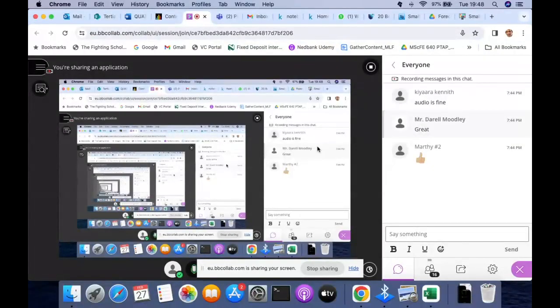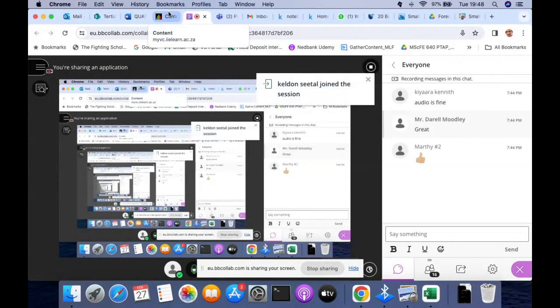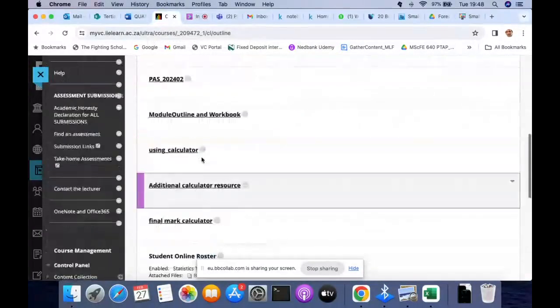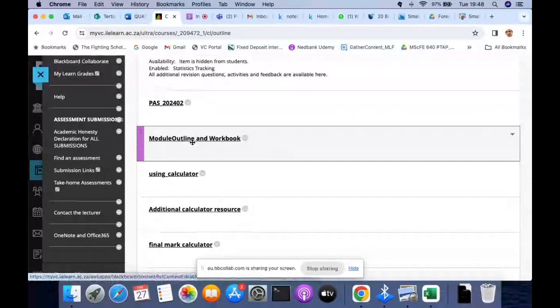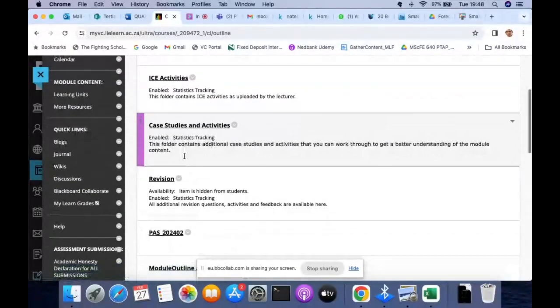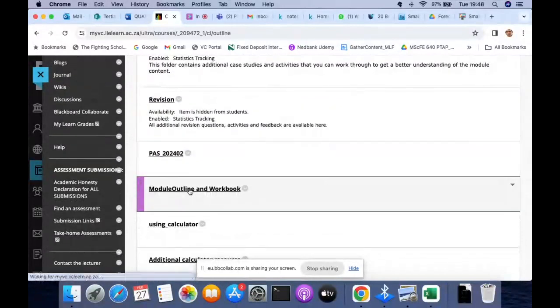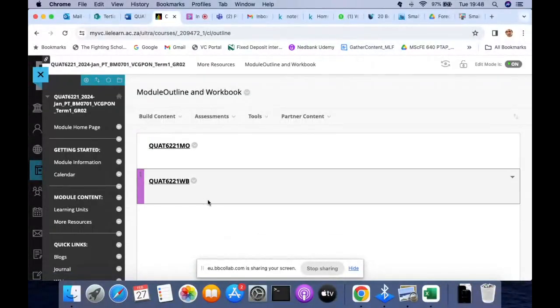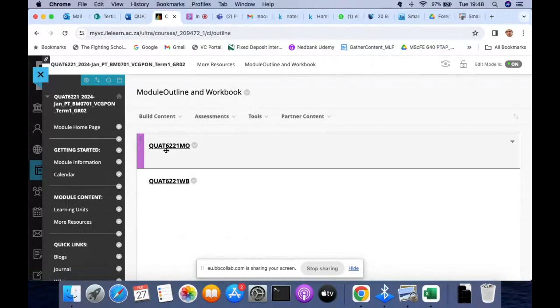All right, the next point is the resources that you want to have at your disposal. Right, so there's two things you want to have right now, which is your module outline and your workbook, and these can be found under more resources. If you go under more resources, you'll see module outline and workbook. If you click here, you'll have these two PDFs. As far as I know, I think the module outline is in a Word document, but I put last year's one, which is in a PDF format. So it should still be fine.